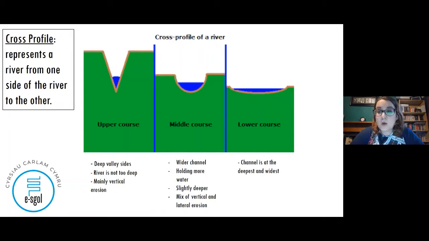Then as we move to the lower course of the river, it becomes wider and deeper again. The river has a high volume and a large discharge. The river channel is now deep and wide, and the landscape around it is mainly flat. Remember, if we compare it back to that long profile, the gradient is much flatter here. We have much less steep land, so the area around it is flat. However, as a river reaches the end of its journey, the energy levels are lower and deposition begins to take place.